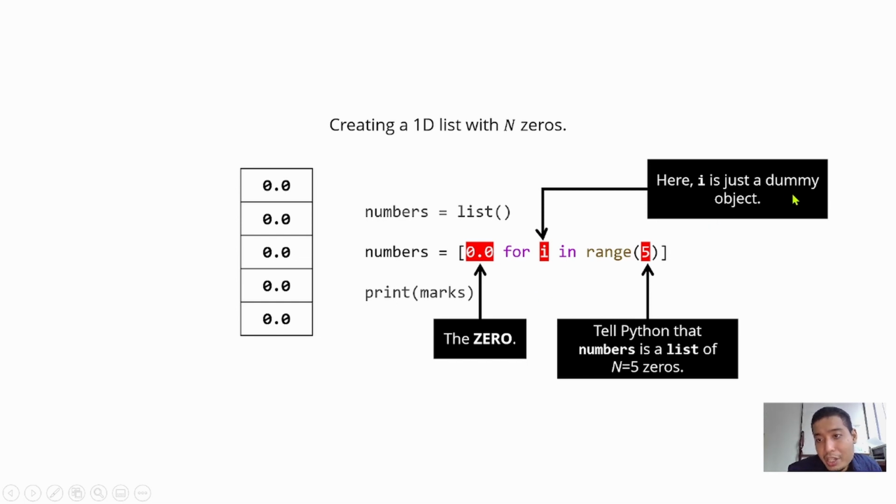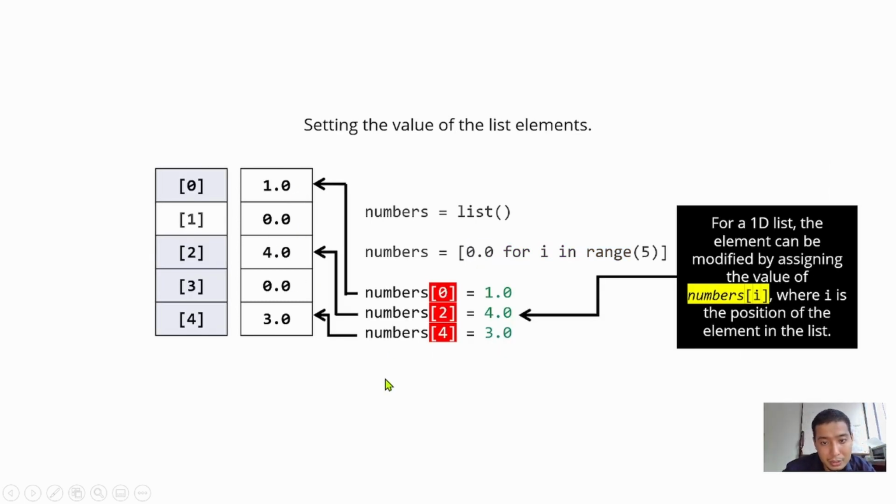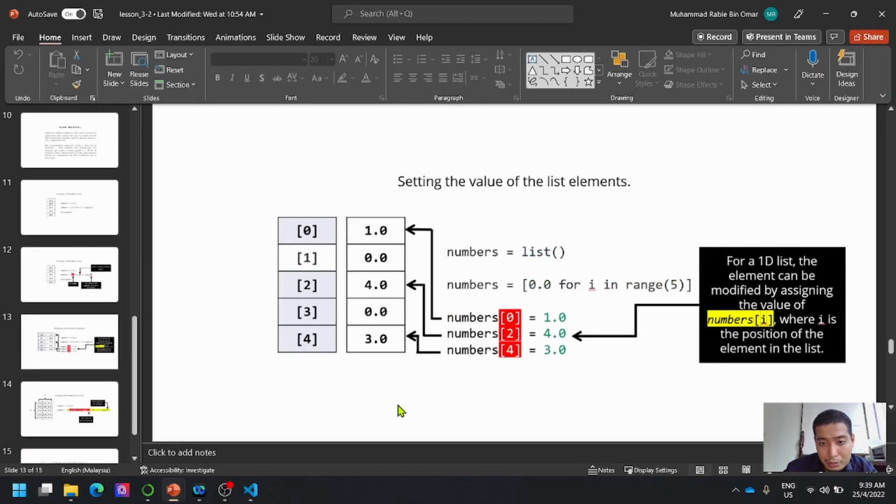Okay, so i is just a dummy object. You can also use i. For example, if I replace 0 here with i, then your element values will be 0, 1, 2, 3, 4. So let me show you the example.